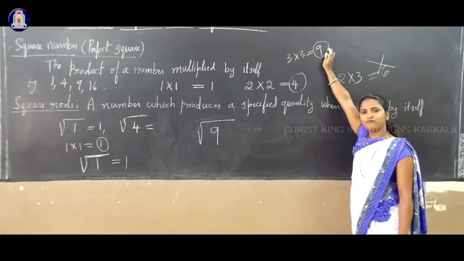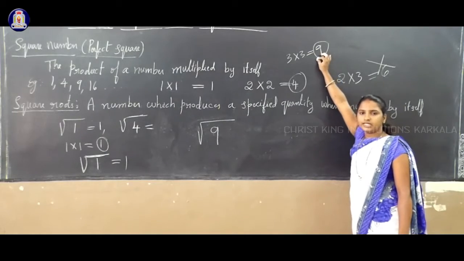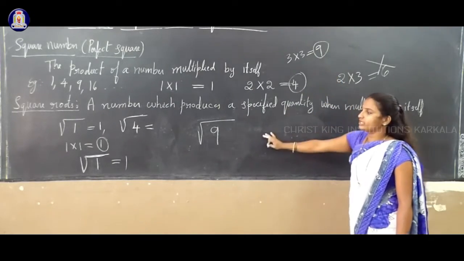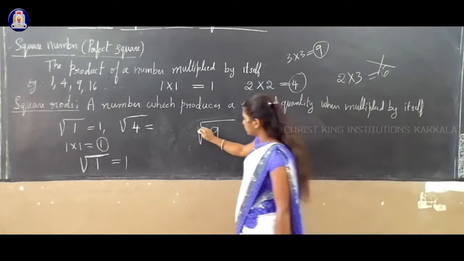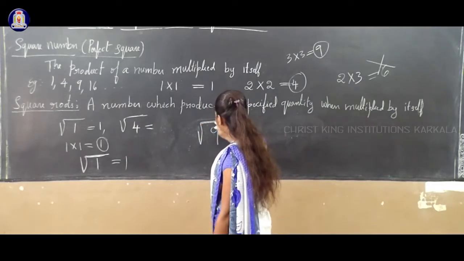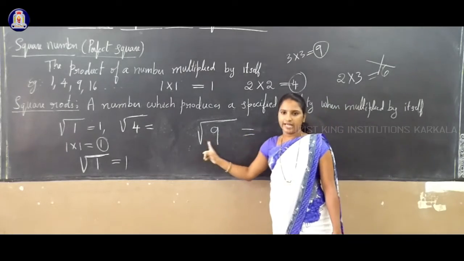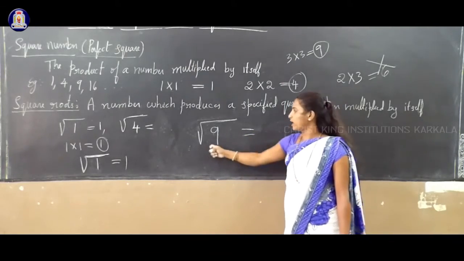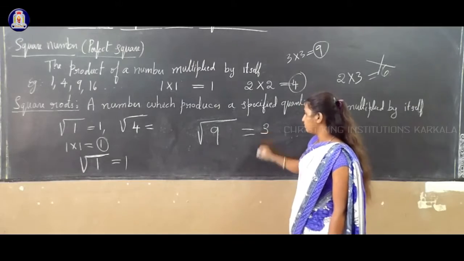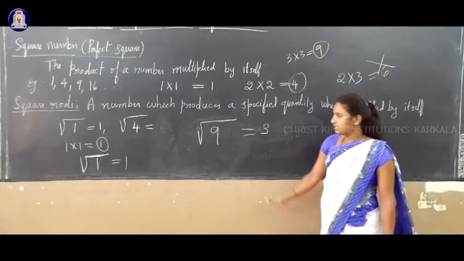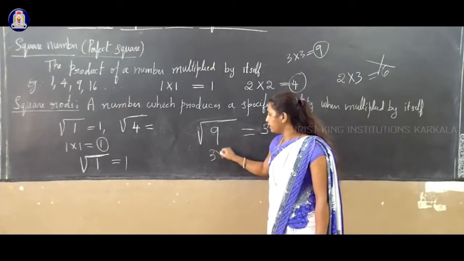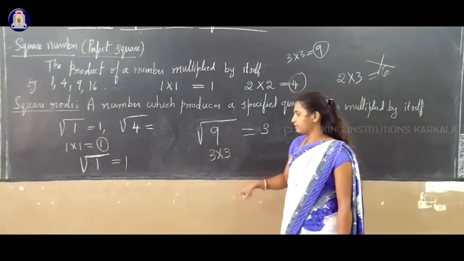So 9 is a perfect square. Only perfect squares we can consider inside the square root. If you consider a perfect square, we can write the answer: root 9, or square root of 9, is 3. Square root of 9 is 3 means 3 is multiplied by itself.